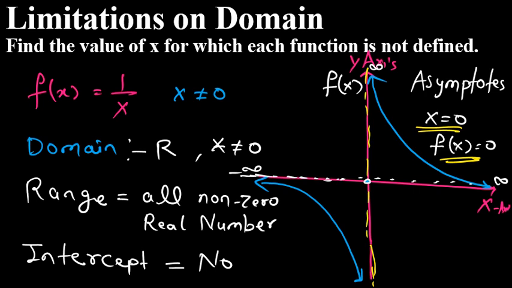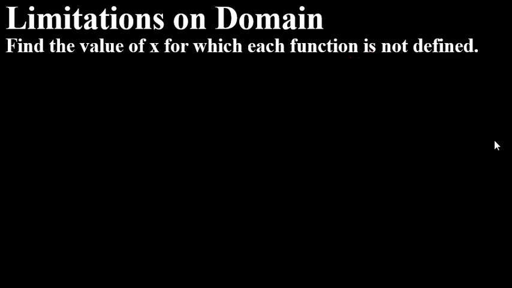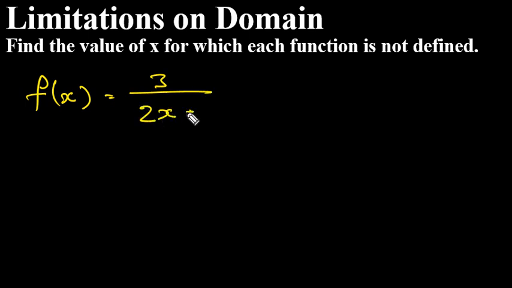Now let's talk about some examples. First thing, we have a limitation on the domain. Now if you have a question, f of x equals 3 over 2x plus 5. Is this a reciprocal function? Yes, it is a reciprocal function because the parent function was 1 over x and now it is with some other coefficient and constants. So yes, overall this is a reciprocal function.